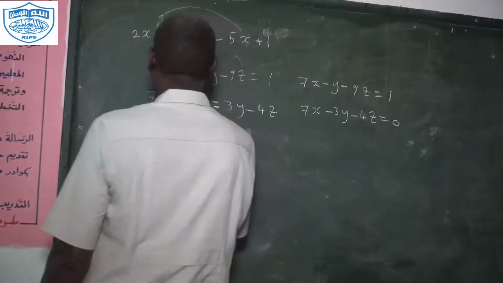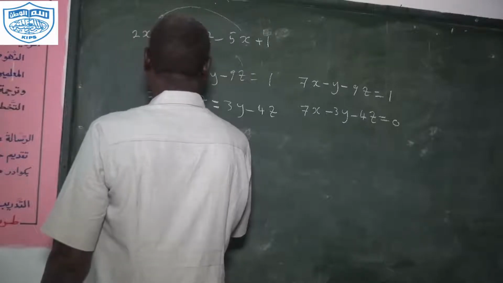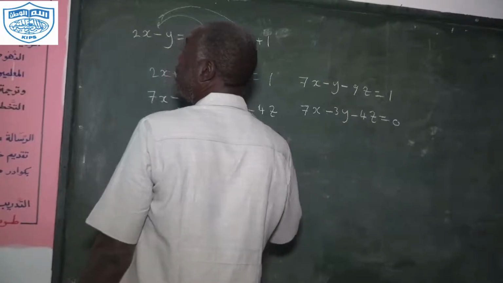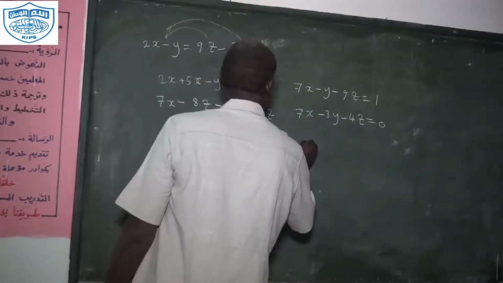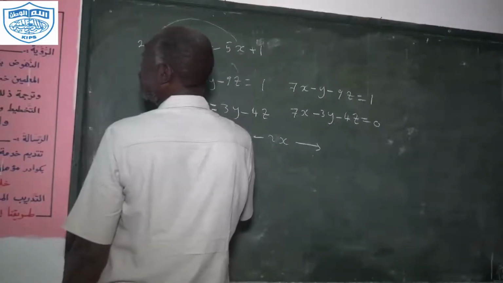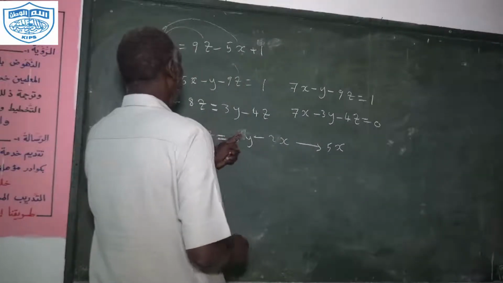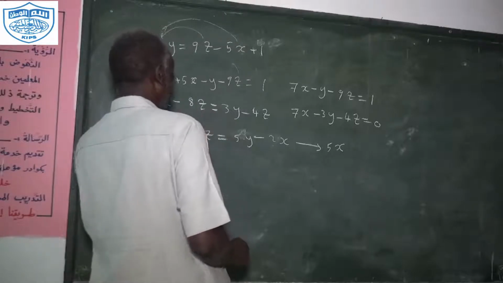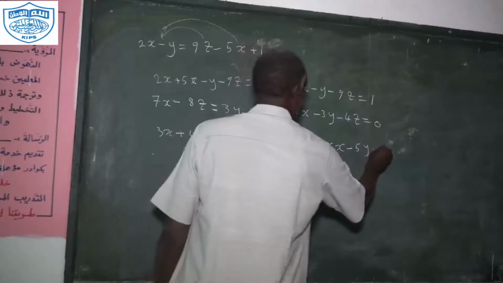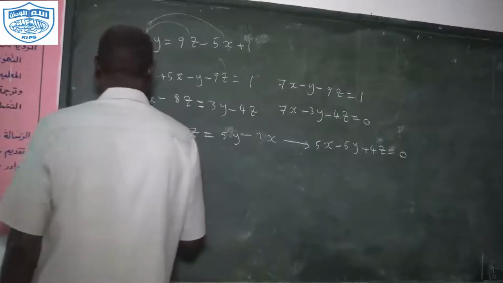The third one, 3x plus 4z equals 5y minus 2x. We move 2x to the other side: 2x plus 3x equals 5x. The 5y, when I change it to the other side, becomes negative 5y, plus 4z equals 0.